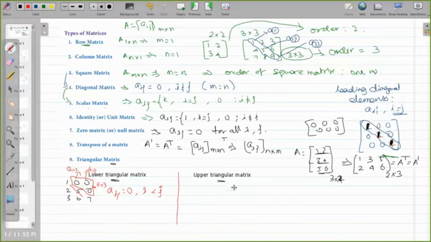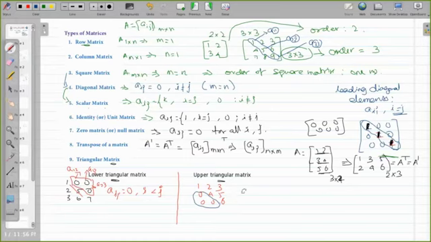Next, upper triangular matrix. This means below the diagonal elements, all the elements are 0, then we can say it is an upper triangular matrix. See, children, 1, 2, 3, 0, 4, 5, 0, 0, 6. You can see that it is 6, children. Now these elements below the leading diagonal are all 0. So it is an upper triangular matrix.